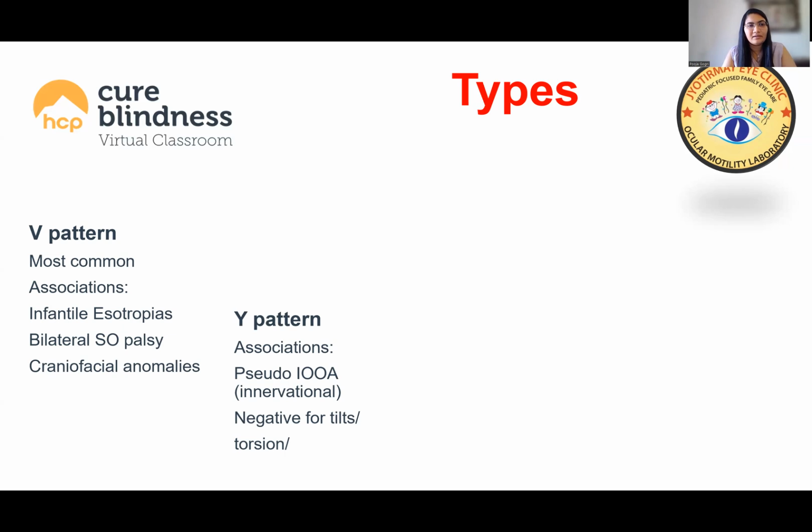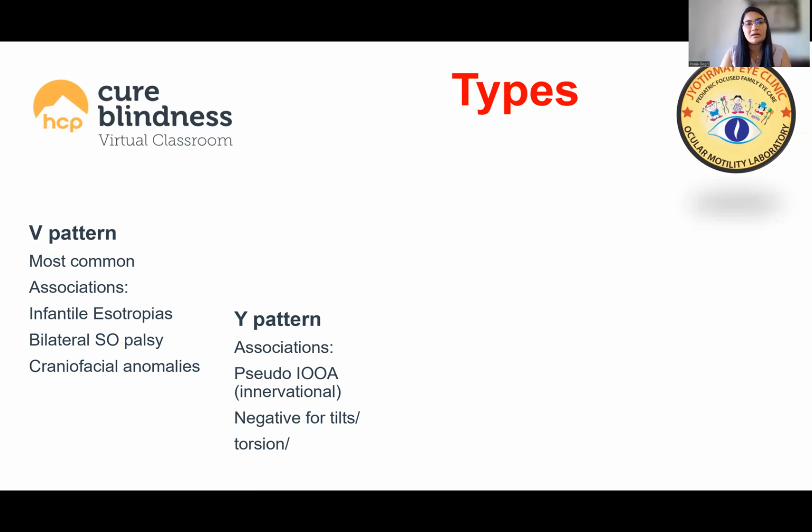So when we talk of V pattern, we say that from up case, primary and down case, there is progressive increase in divergence superiorly or reduction in convergence superiorly. Now, when we talk of Y pattern, we are talking about the fact that there is not too much of a difference in the down gaze and the primary position. However, in up gaze, there is more divergence.